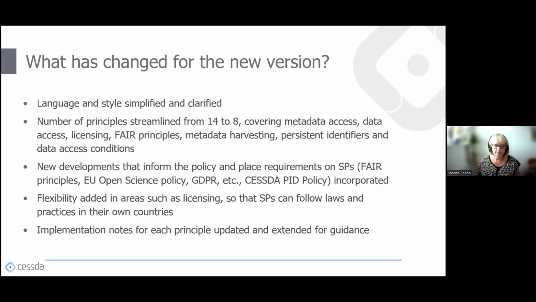They must comply with the FAIR principles wherever possible, and the EU open science policy, as I've mentioned, GDPR obviously, and the CESSDA PID policy. Everything has been incorporated there. We've also added some flexibility in areas such as licensing, and this is really so that service providers have more flexibility in following the laws and practices in their own countries.